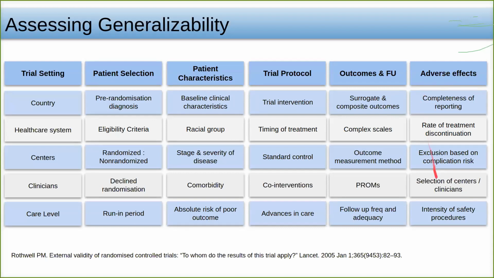Adverse effect reporting is another important thing that you must look at. Completeness of reporting, rate of treatment discontinuation, all of these tell you how severe the side effects can be. And most importantly in the protocol, you have to take a look at the safety procedures that will be followed. If you cannot follow them in your clinical setting, it becomes unethical to apply this practice in your clinical setting.